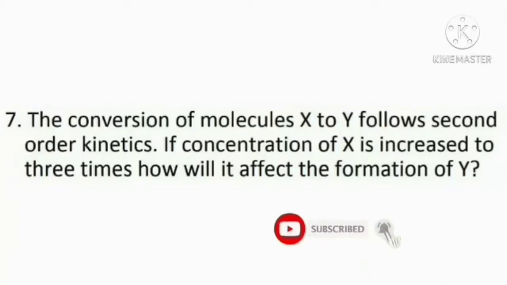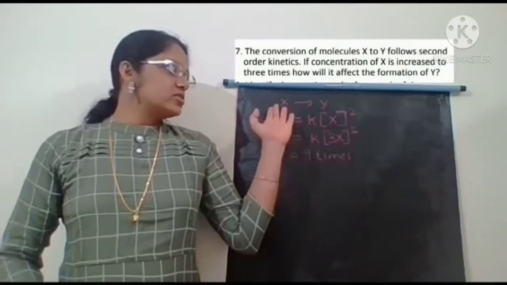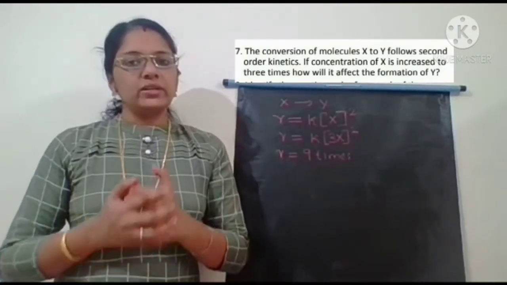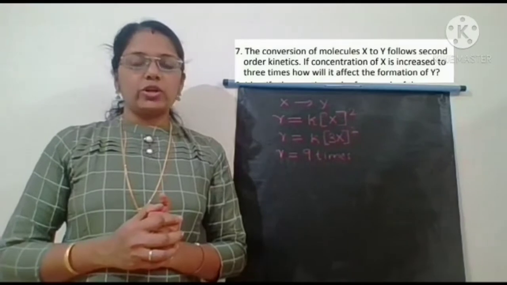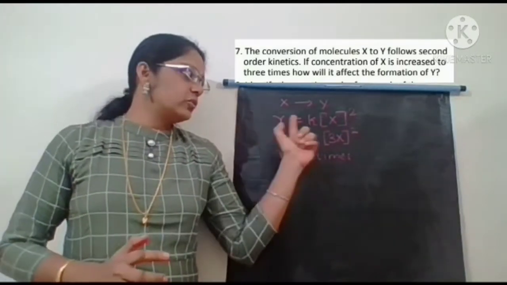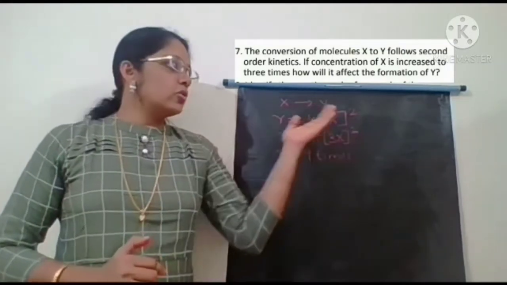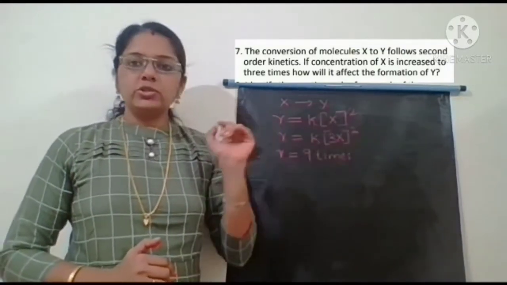To the seventh question, that is the conversion of molecules X to Y follows second order kinetics. If the concentration of X is increased to 3 times, how will it affect the formation of Y? So in this question, first they have told that it follows second order kinetics. So we can write the general rate equation as R is equal to K into concentration of X raised to 2. So the order of the reaction will be 2.